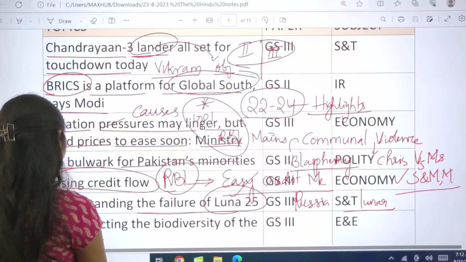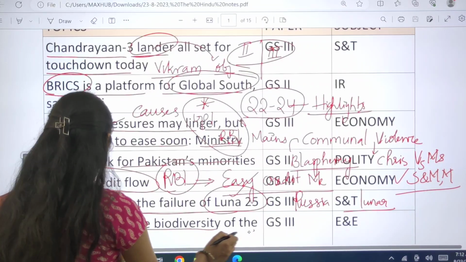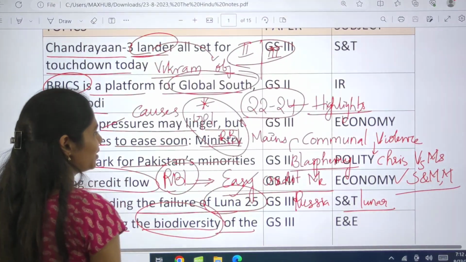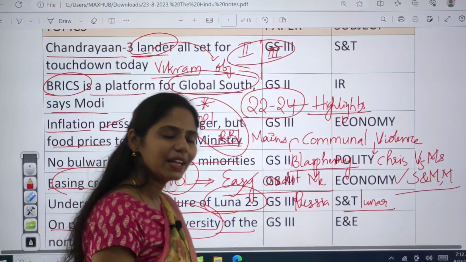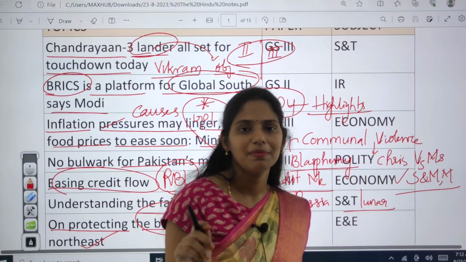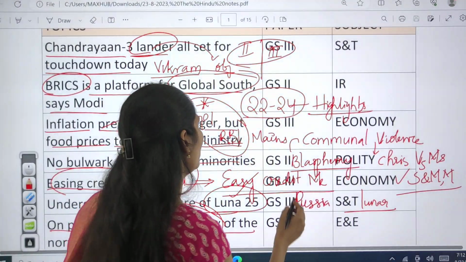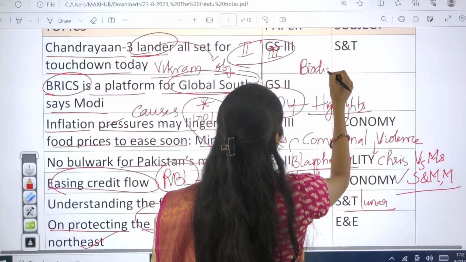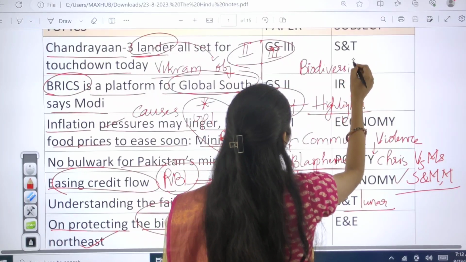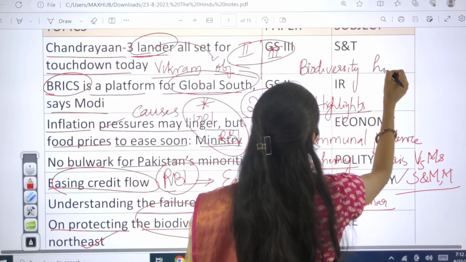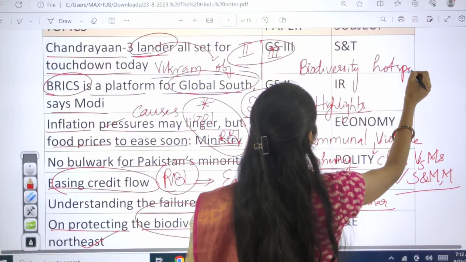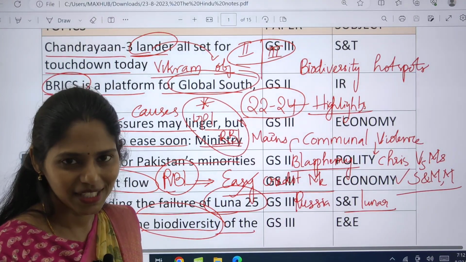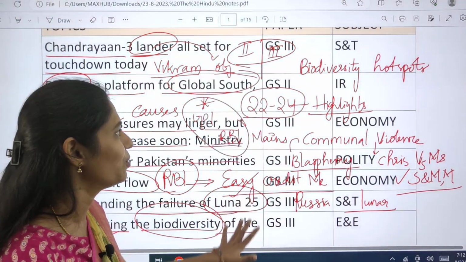And next topic is on protecting the biodiversity of the Northeast. So here you have to focus on what is the meaning of biodiversity. So please let me know in the comment box what is the meaning of biodiversity and how many biodiversity hotspots are present in India. So please let me know that thing.